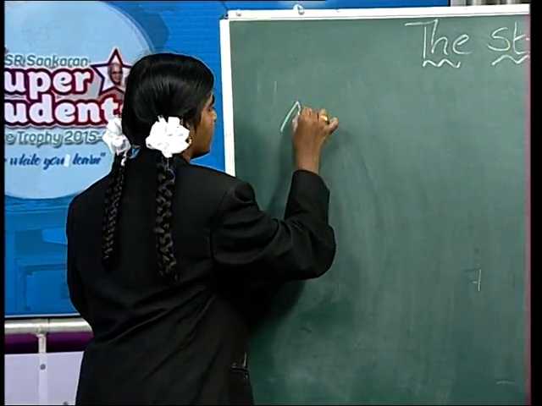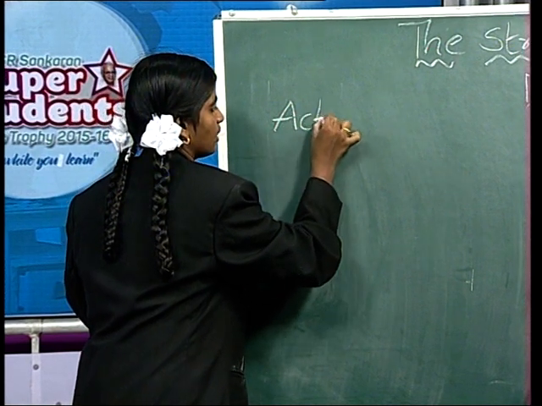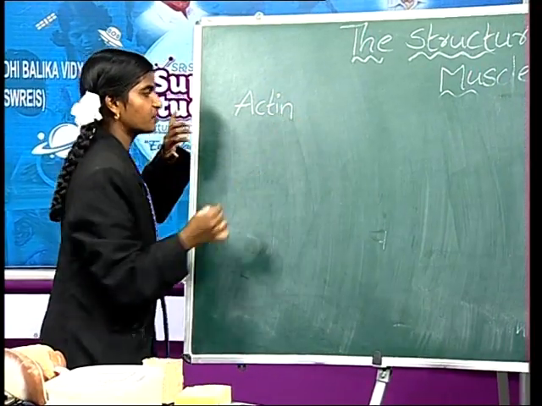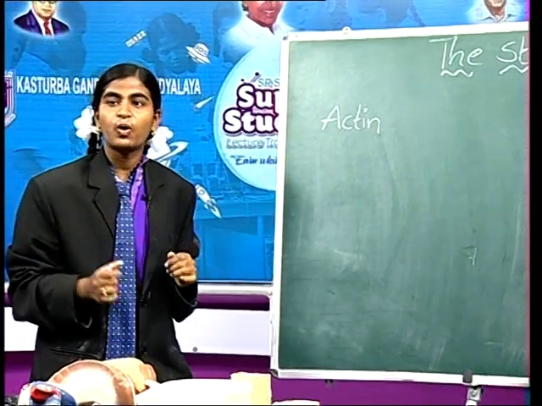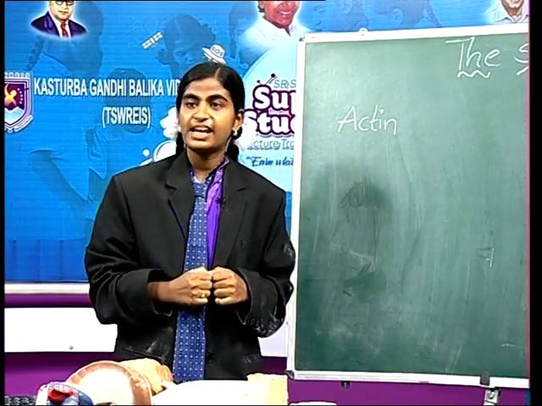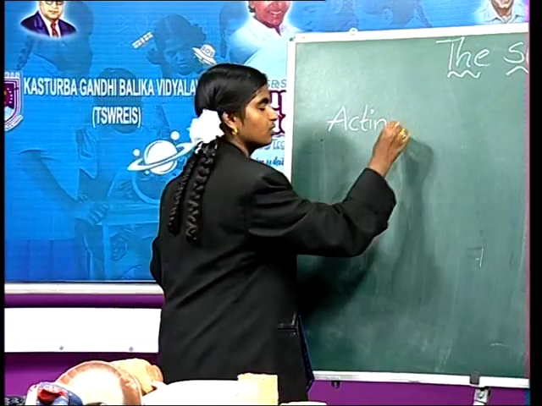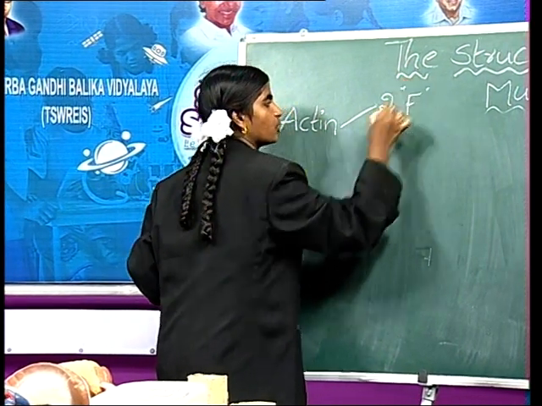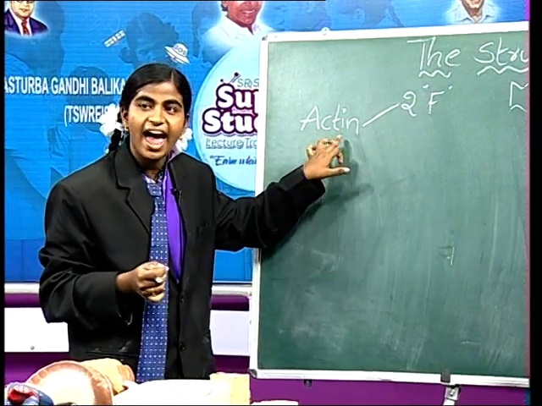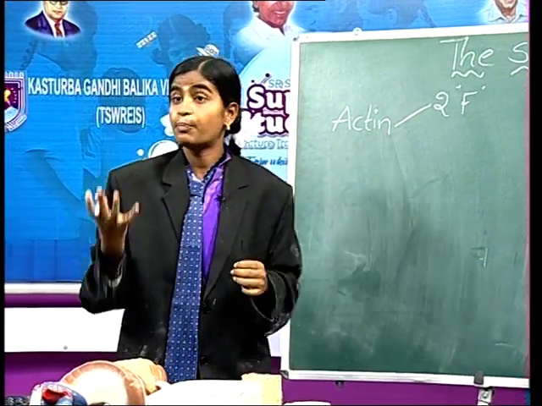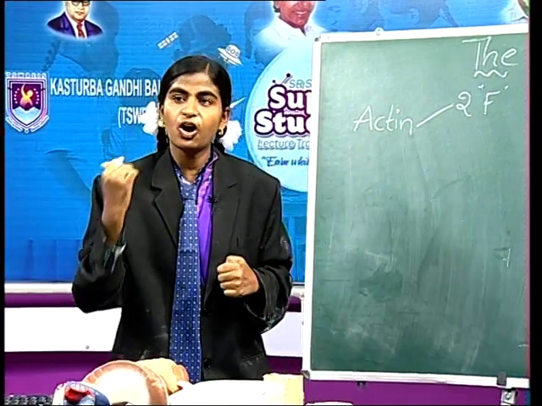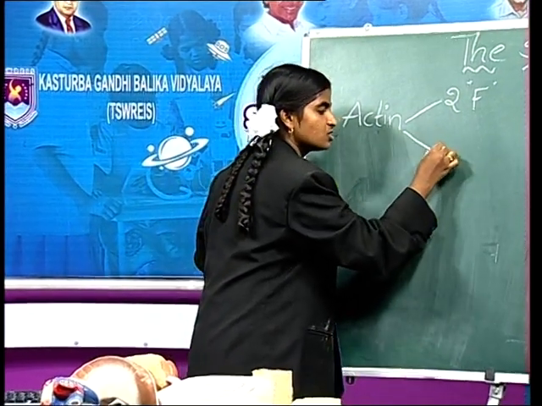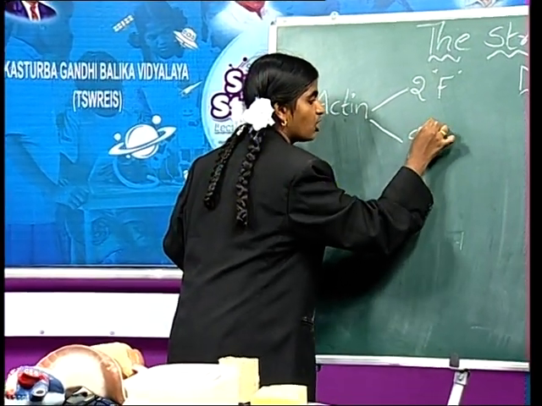Come to actin. This actin is a protein. Actin is made up of two F or filamentous actin molecules, or fibrous molecules, and each actin molecule constitutes a polymer of monomeric G molecules.